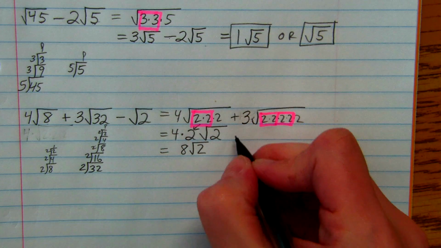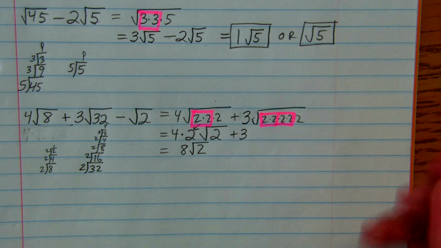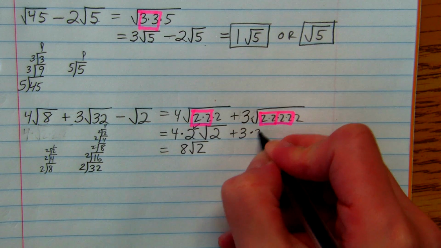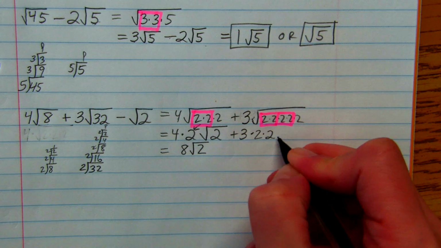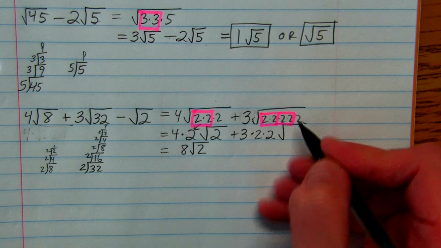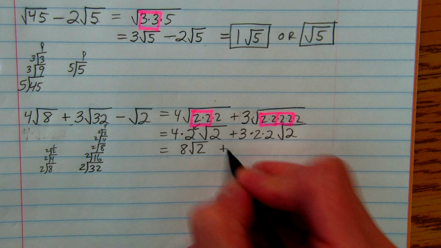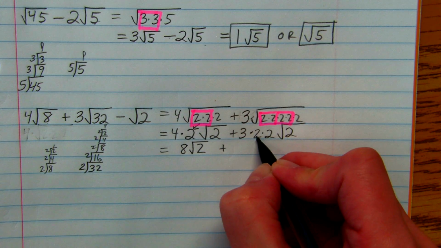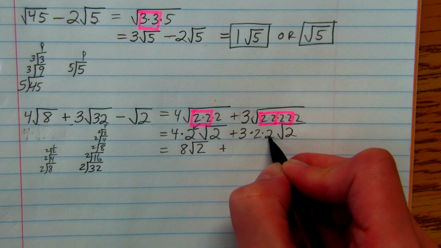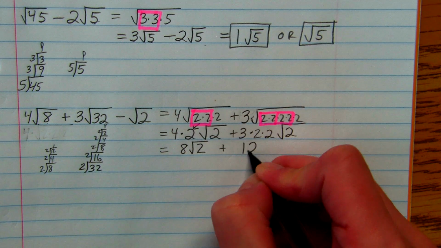So I already have a 3 out there. What else is going to go out there? 2 2s. A 2 and a 2. And you're going to multiply those together. And what's still under the radical sign? A 2. So 3 times 2 is 6, and then times 2 is 12. So that'd be 12 square root of 2.